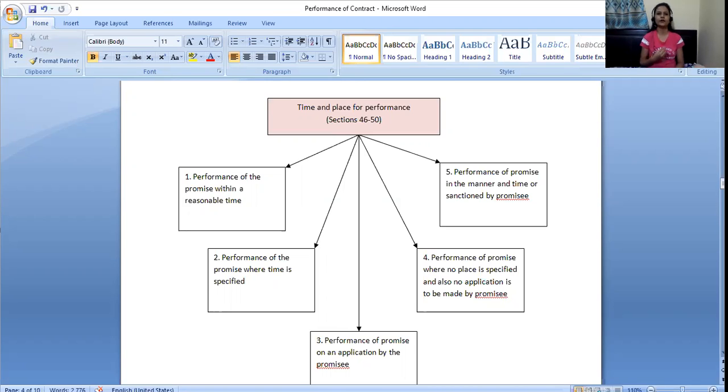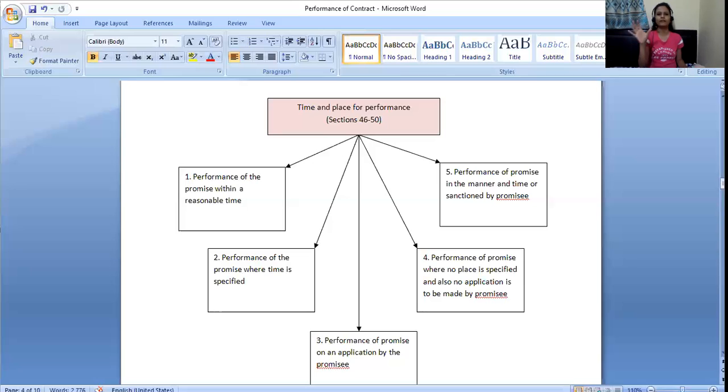So in that case, they may not specify a time frame that within 5 days only you should be supplying those office furniture to me. Why? Because they are already having some chairs and tables to run the office, but they want to replace them with new furniture. So in that case, they might not say that okay, fine, within 5 days only you should supply.